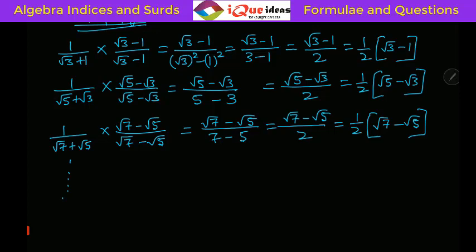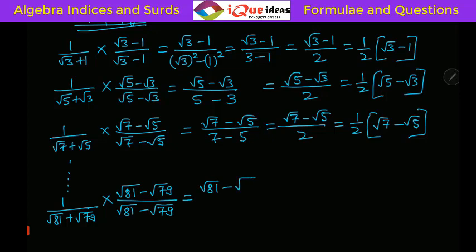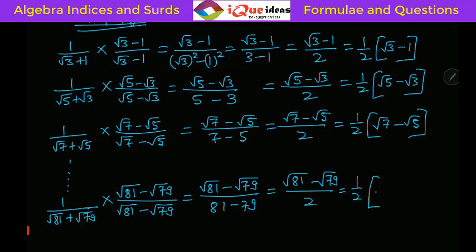So even the last one, that is 1 by root 81 plus root 79. Okay, this can be multiplied. This has to be multiplied by root 81 minus root 79 in numerator as well as in denominator. Alright, so this will give us root 81 minus root 79 divided by 81 minus 79. That is root 81 minus root 79 divided by 2, which is half into root 81 minus root 79.